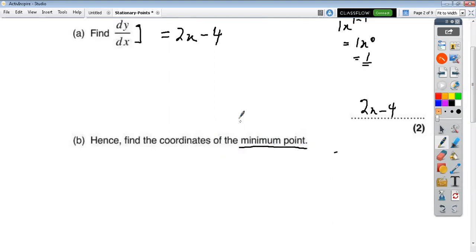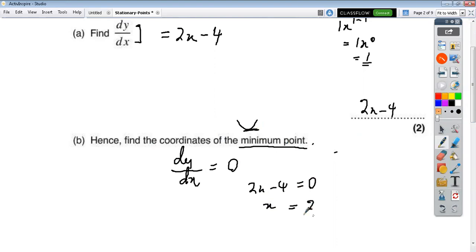Now find the coordinates of the minimum. The minimum means it's a turning point like this. At the minimum is the stationary point. So at the minimum, dy over dx is equal to 0. So then we are saying our gradient, 2x minus 4, is equal to 0. If you move to the other side, you find that x is equal to 2. That's your x coordinate. But you want to find the y coordinate.